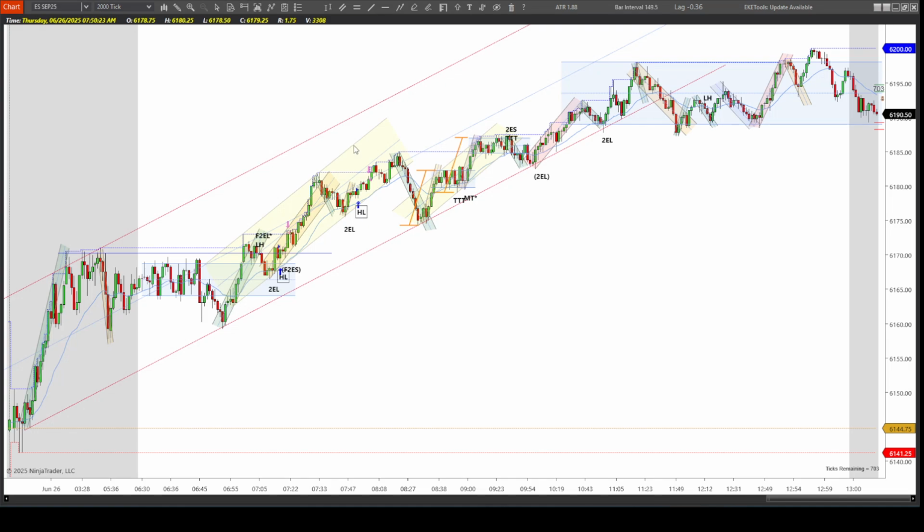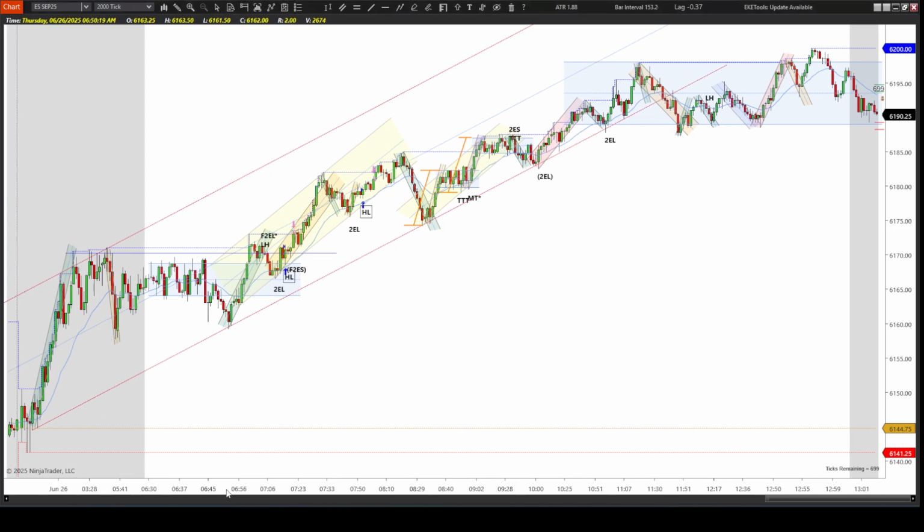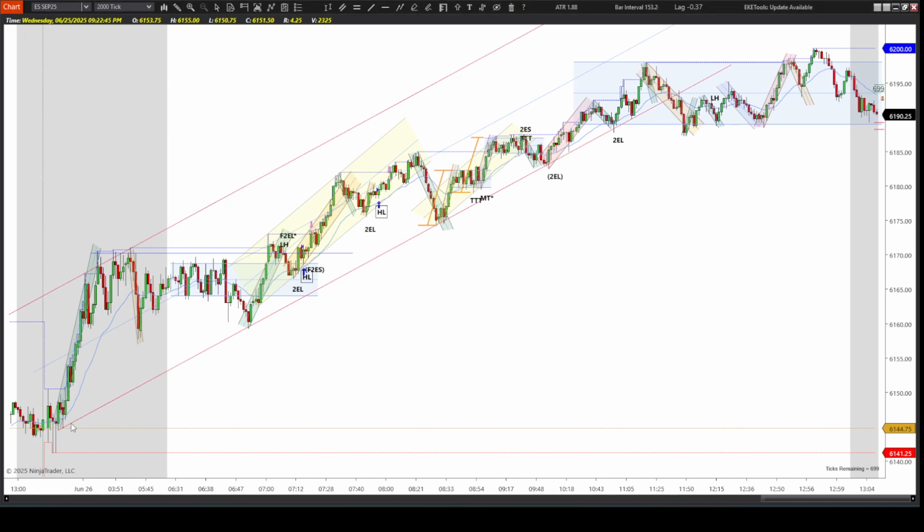June 26, 2025. This is the S&P 500 E-mini futures on the 2000 tick chart using NinjaTrader 8. This is what the chart looked like today. It had a spike, sideways consolidation, two legs up. Looks like a third leg, sell off, another push up.